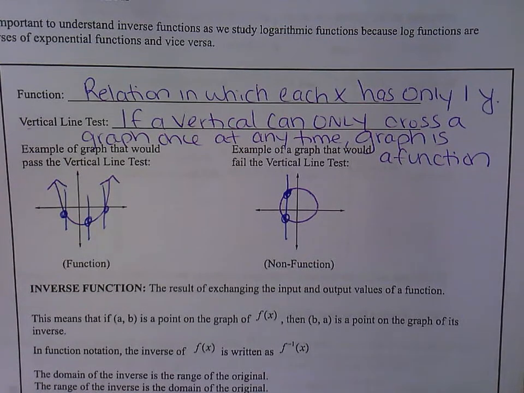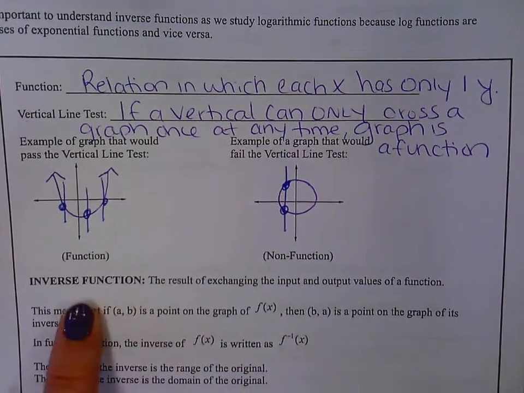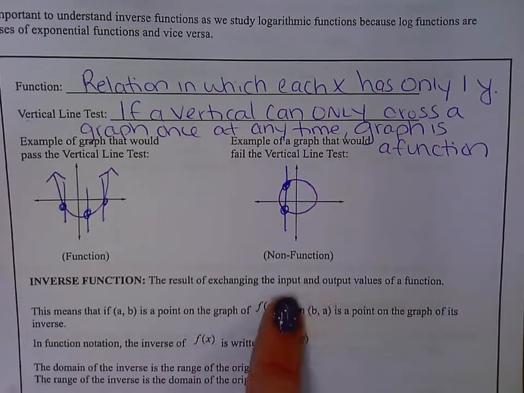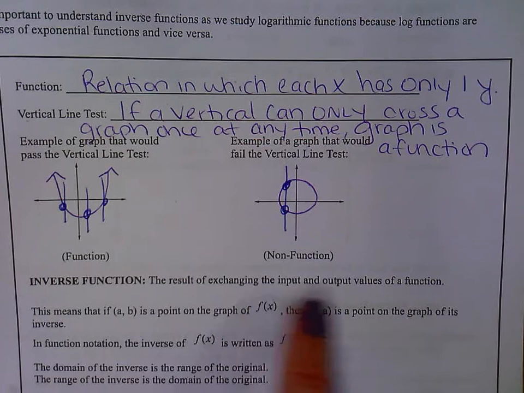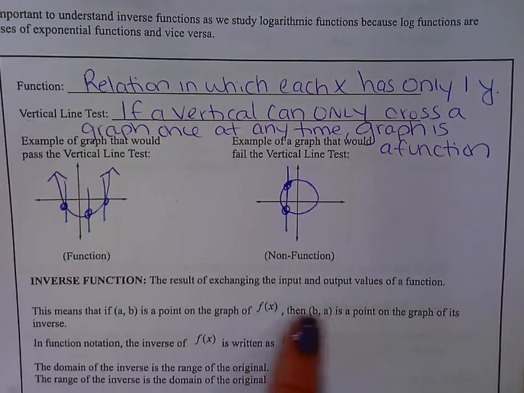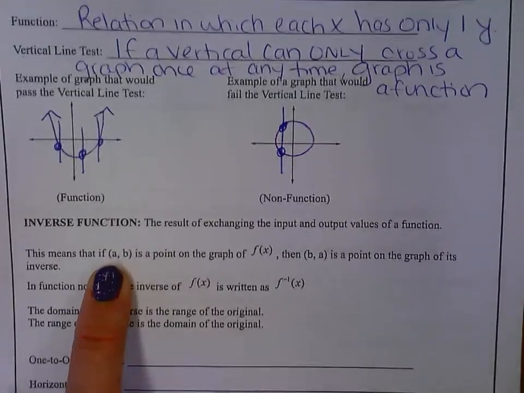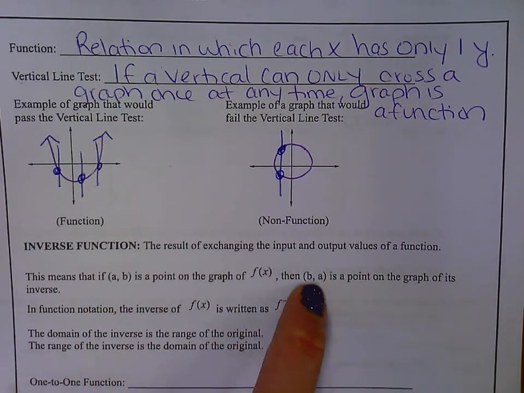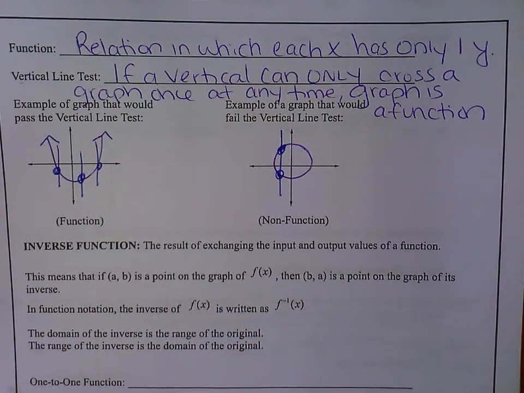Here's what's new for us today. What is an inverse function? You're exchanging your input and output values. So x is becoming y and y is becoming x. That's all that's happening. So if a comma b is your original point, now your point is b comma a. So you're not making them negative. You're just flip-flopping them in the parentheses or on the graph.